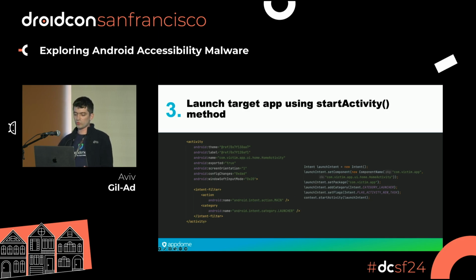Now, what we want to do is, when our service starts, we want to launch our victim app. How do we get the name of our victim app? We can go to the manifest of that app, and then we can get the name of the main activity, right? It's pretty easy to do. You don't need special permissions for this, just, sorry, I'm a bit excited. You just start the app from our service.